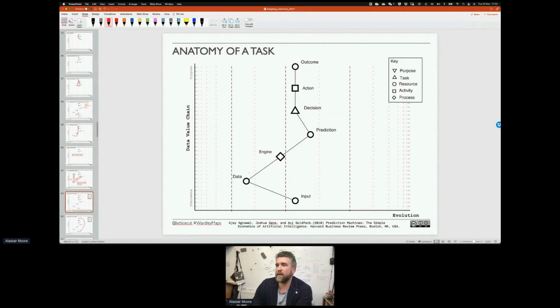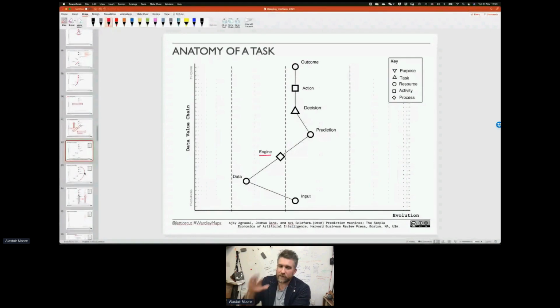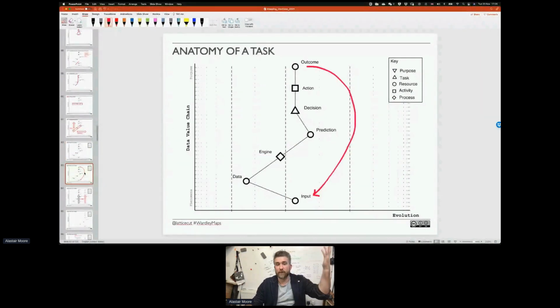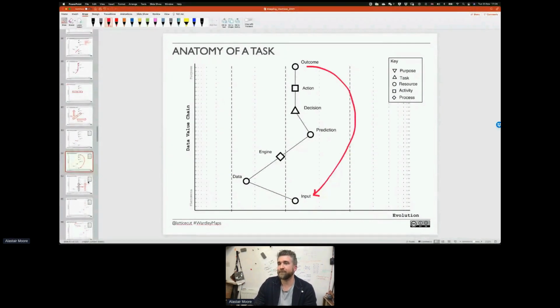And so if we think about the anatomy of a task, we take some input, which is data that we store. We do something to it. Here I've put engine, but it could equally be activity, to make a prediction, to enable us to make a decision, to take an action, to have an outcome. And the data might flow back from the outcome to the input, and we might do other things to it. But as a first stage of thinking about the structure of a task within a business, this is the sort of thing I think about.